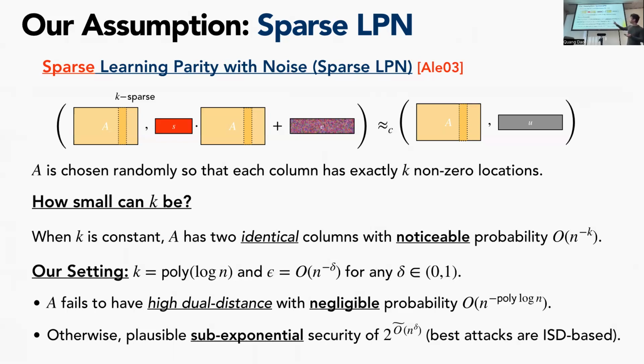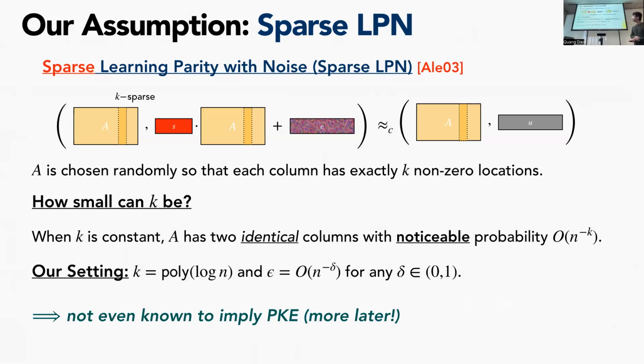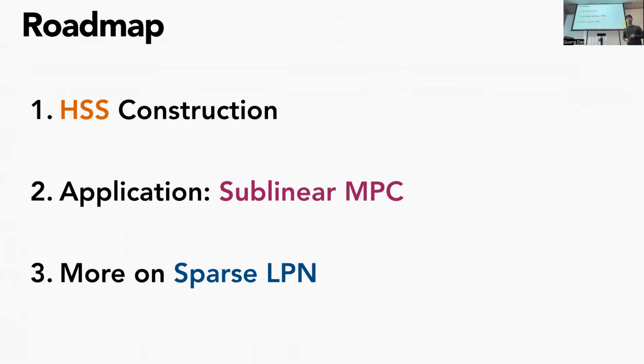Like in this identical column case, it means that we have a vector x in the kernel of A such that it has a Hamming weight of 2. But we also need to rule out Hamming weights of 3, 4, 5, and so on. Let me move on. At the end of the talk I'll tell you why this parameter regime doesn't seem to imply PT. But first, let me get to the HSS construction.